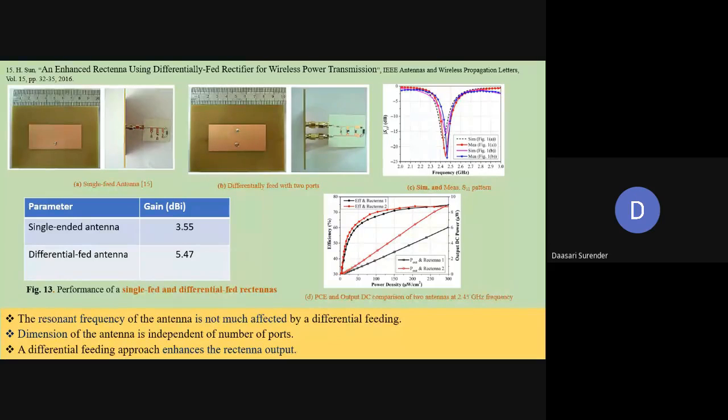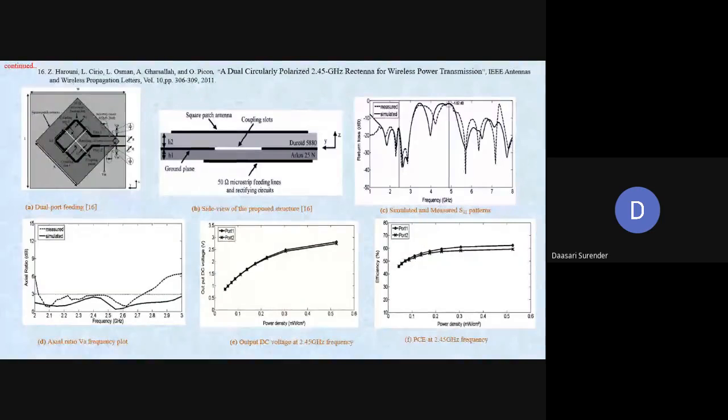The power conversion efficiency and output power can also be observed in figure 13D. From this, the black line, the top one, shows the rectenna one, whose power efficiency is less compared to rectenna two. Rectenna two efficiency is less in a single feeding approach. So the output voltage is also more in the differential feeding approach. And here also, improved antenna gain performance is observed with dual port feeding.